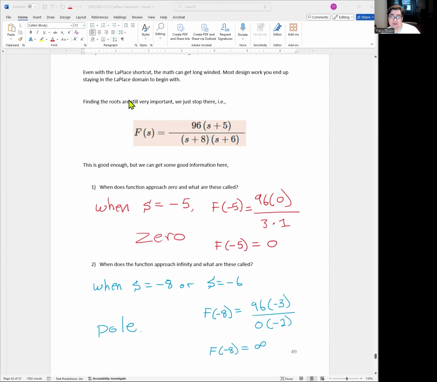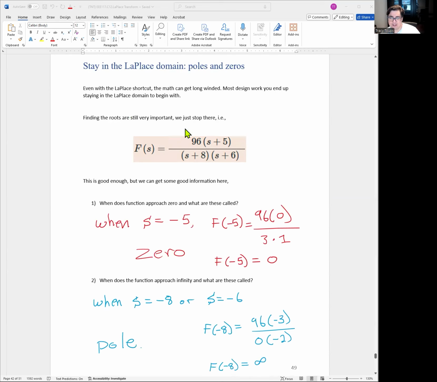So for example, right here, let's say we have the initial function, 96 times s plus 5 over s plus 8 times s plus 6. We could get a lot of information from this. Let's say this is a voltage of the circuit. Okay, there's a couple really good questions. When is this voltage equal to 0?